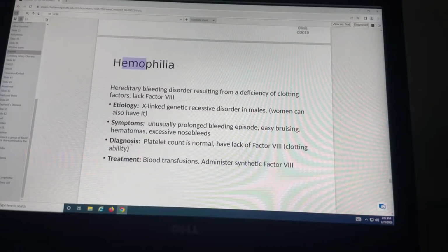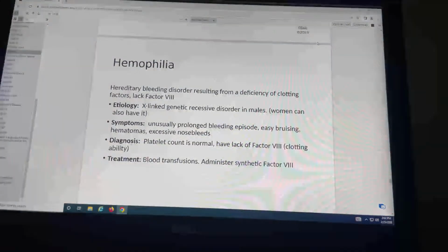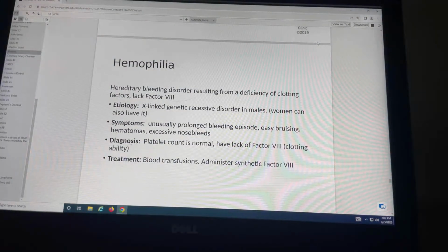Heme, we know it has to do with the blood because it has heme in there. This is a genetic disorder. Okay, so this is going to be a chronic thing that someone has. This isn't an acute illness that goes away, you're born with it. Okay, so it's hereditary and it's a bleeding disorder.